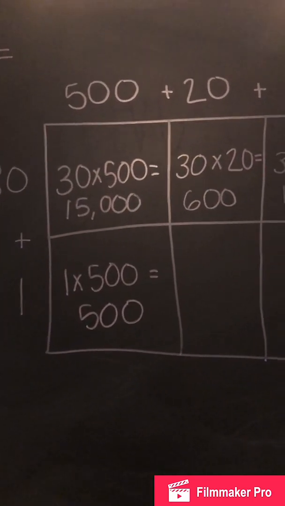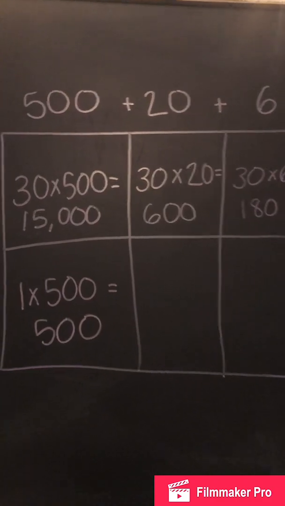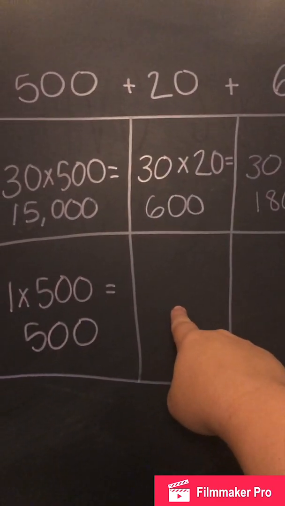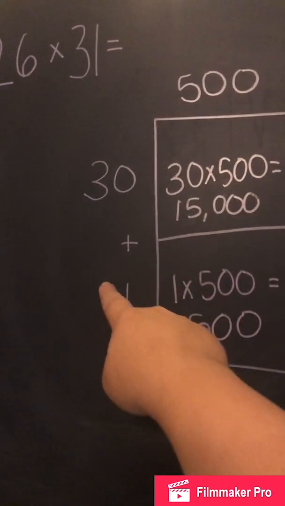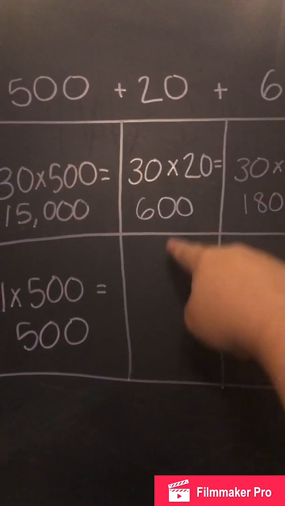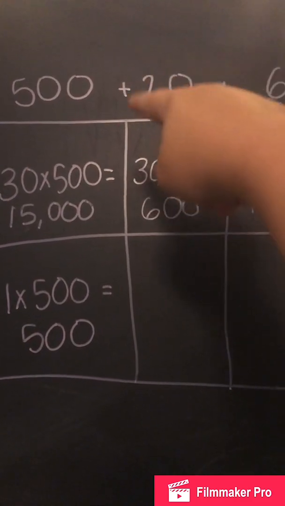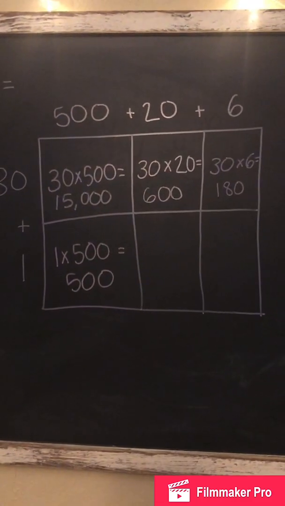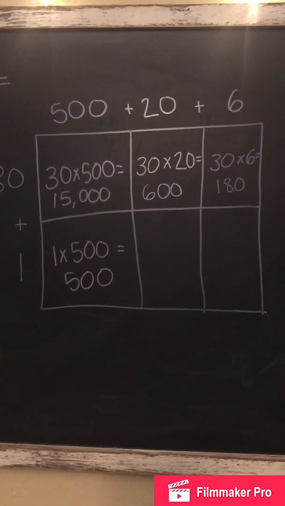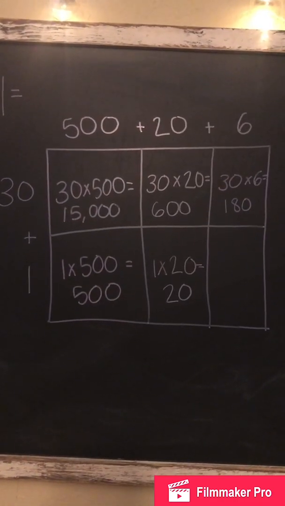Now I can work on my fifth box. I'm going to stick my finger in the box. I'm going to go over. I see I have a 1. Go back to my box. I'm going to go up, and I see I have a 20. So in this box, I know I'm going to put 1 times 20. 1 times 20 equals 20.